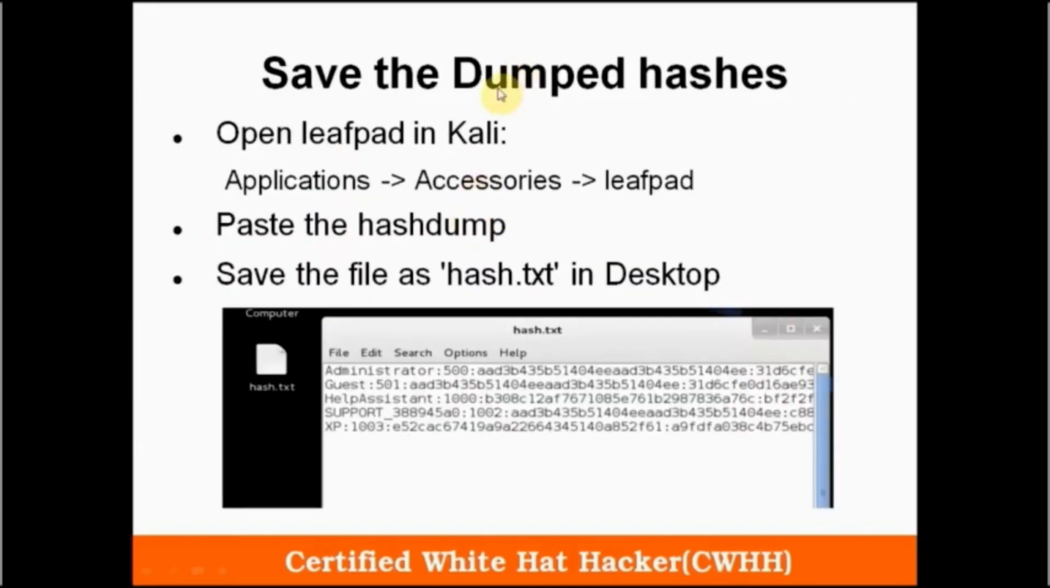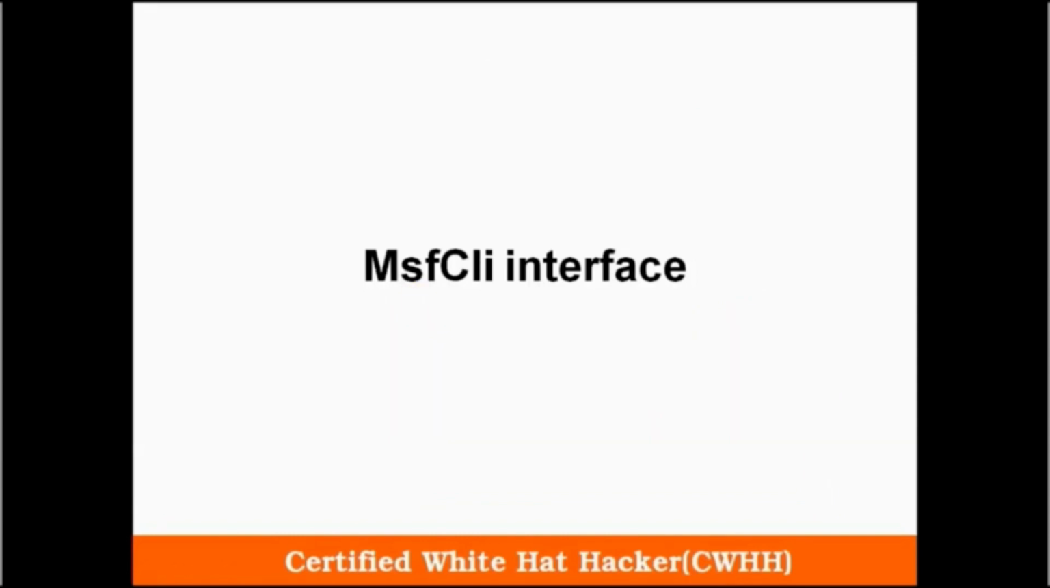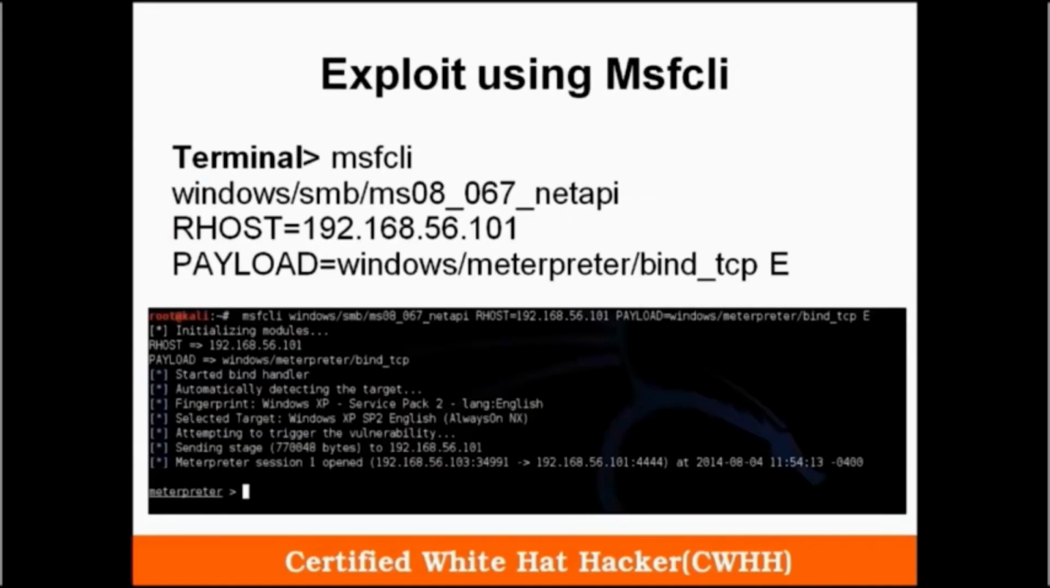So first we're going to save the hashes that were dumped. You can open any sort of notepad or leafpad in Kali, and just paste that hashdump that you got over here and save it. And you can also use the msfcli interface. This is if you don't want to open the msfconsole, and it's very fast to use msfcli rather than the msfconsole if you know exactly which exploit you're going to use. So over here you can see, by typing msfcli, the exploit, the RHOST also is defined, and then the payload. All that is given in one single command, and by the end of it you have the Meterpreter session.